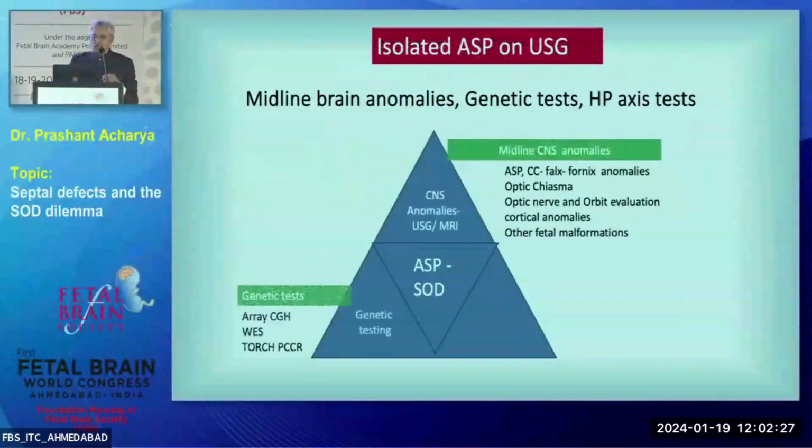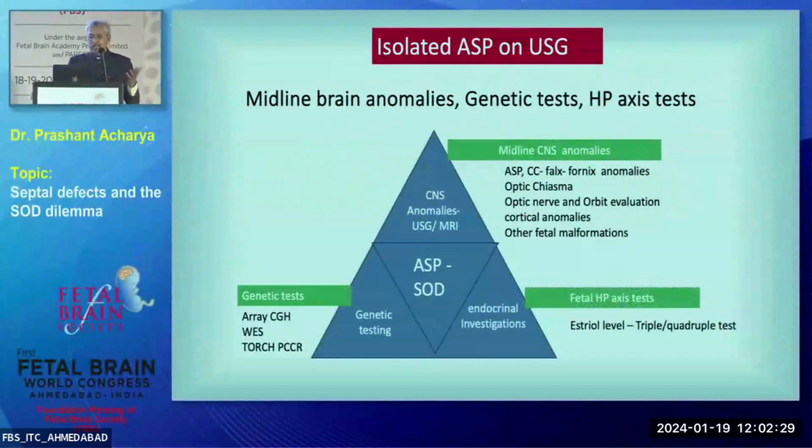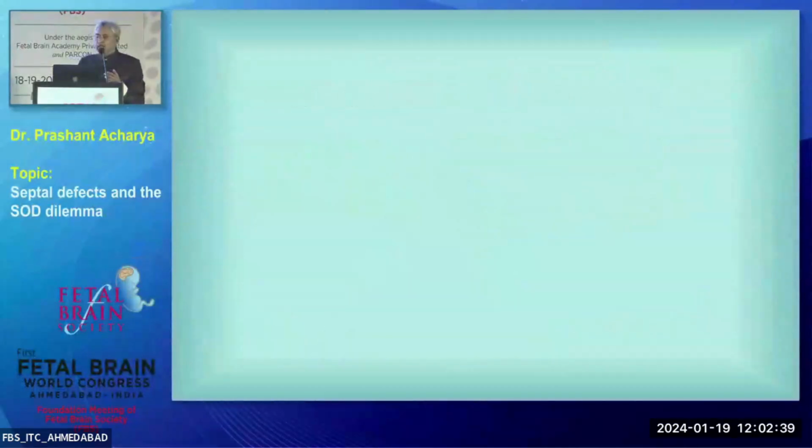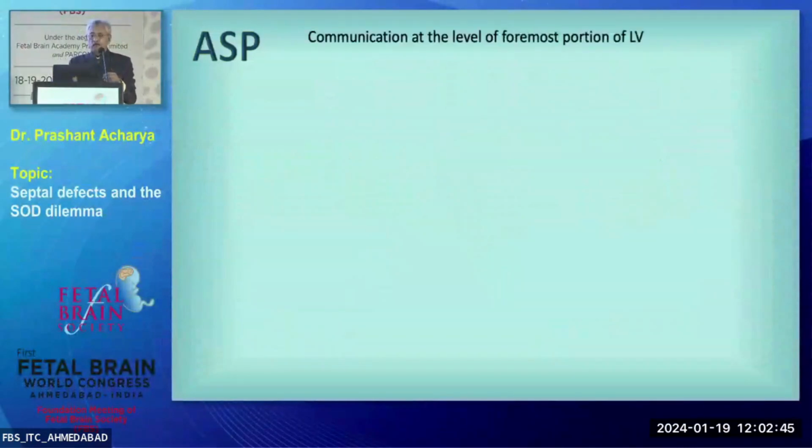So eventually, as I told you, there is a triad, and these are the things which you will be looking for. In genetic tests, it is always going to be microarray, whole exome sequencing, and TORCH PCR. For the HP axis, it is the estriol level, and you should be looking at it. Once you find absent septum pellucidum, let us go to the algorithm of how to do that. The communication at the level of the foremost portion of the lateral ventricle, is it yes?